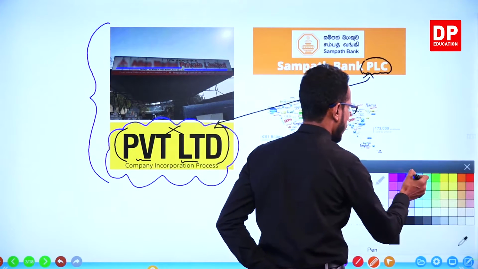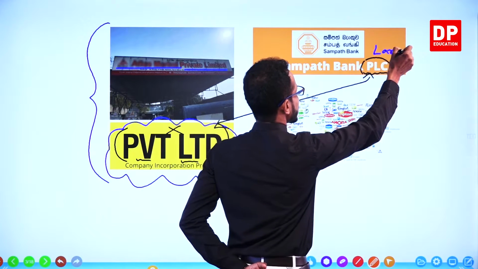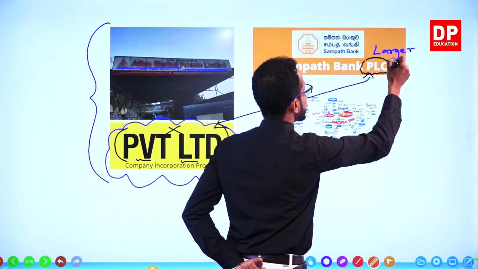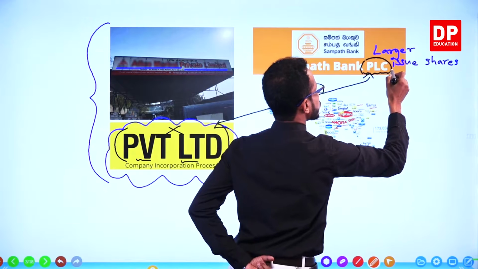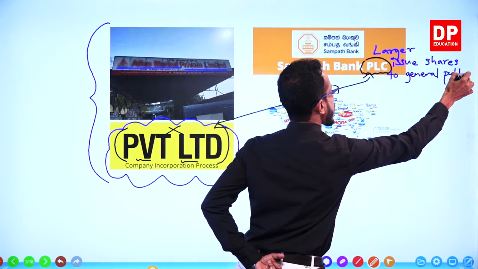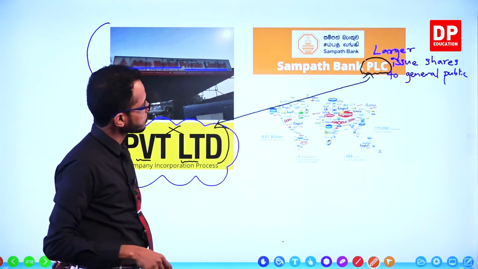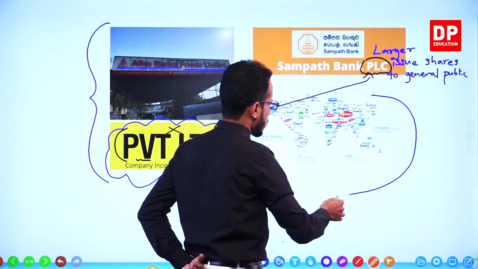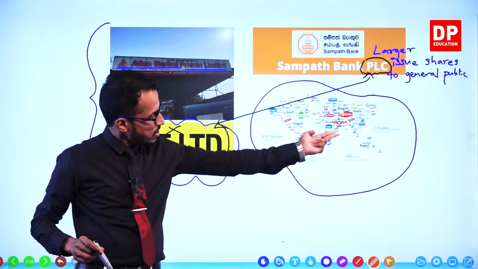And I have shown children how a public limited company, and most of the time public limited companies are larger organizations, larger than private limited companies, okay? I hope you can see this, they can issue shares to the general public. Private limited companies can't. And I have shown how a public limited company has expanded their business operations throughout the whole world.